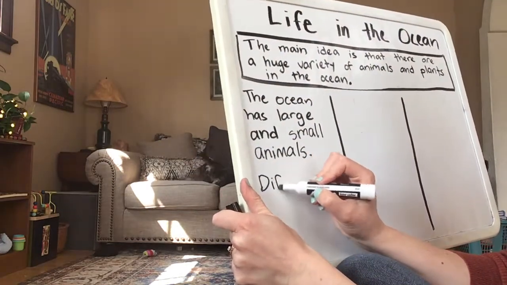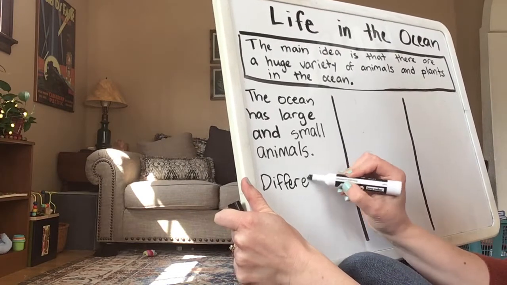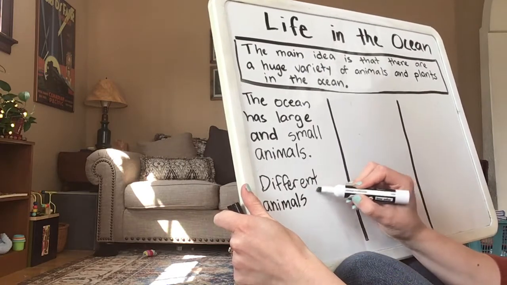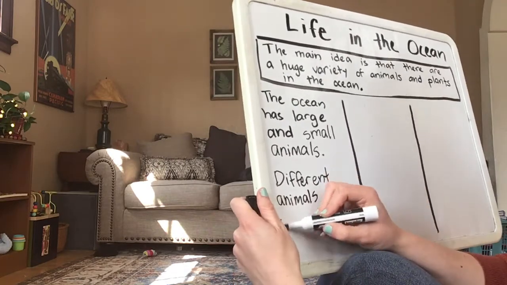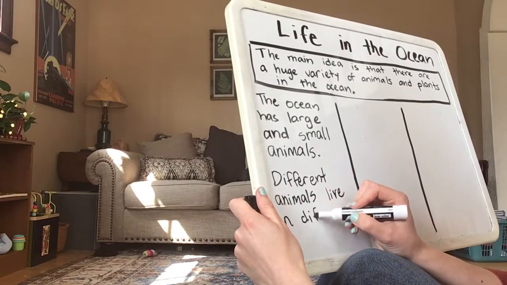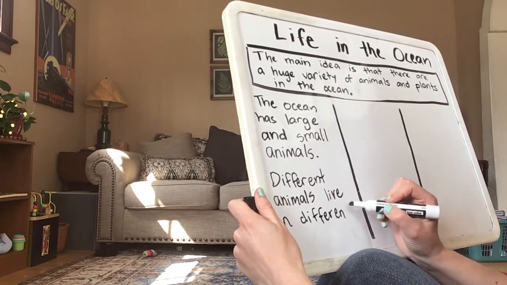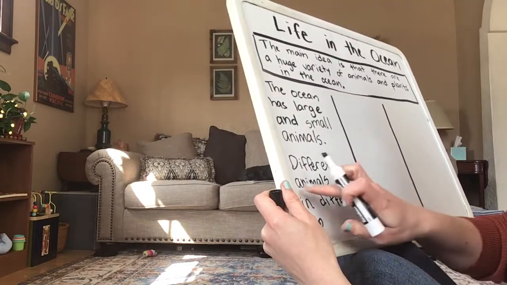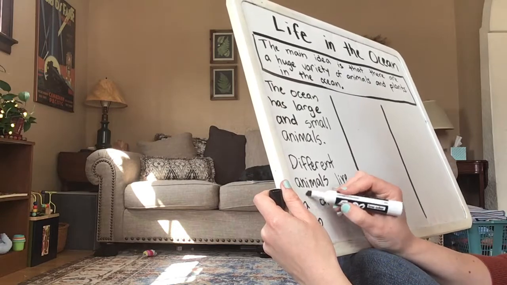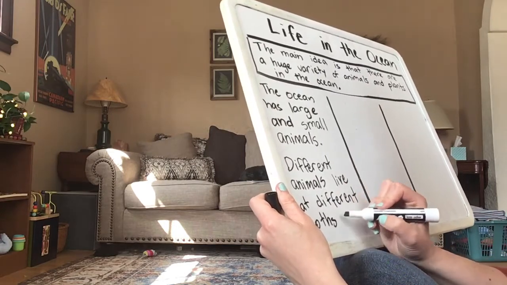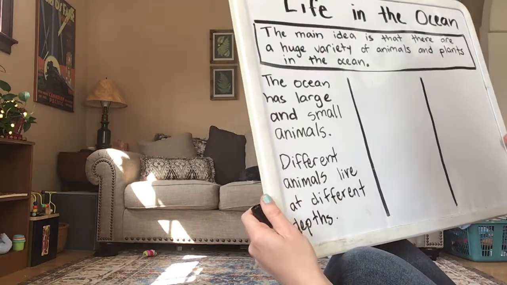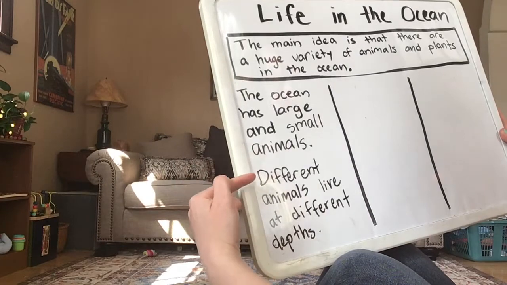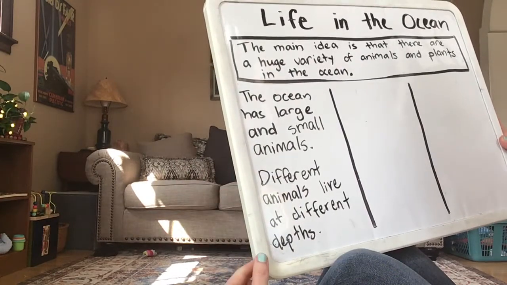Different animals live in different depths. Okay, because it gave lots of different examples, but I think the gist of that section was that the ocean has large and small animals and that different animals live at different depths.